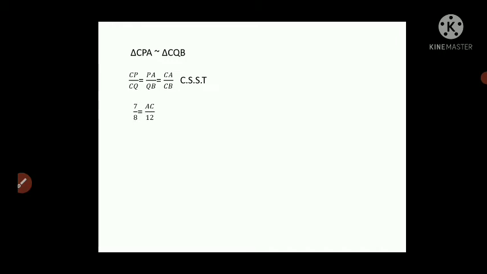So here I will cross multiply 12 into 7 upon 8. So AC will come on the left hand side, 12 multiplied by 7 upon 8 will be 10.5 centimeter. Now this simplification you carry out in the easiest way you can.